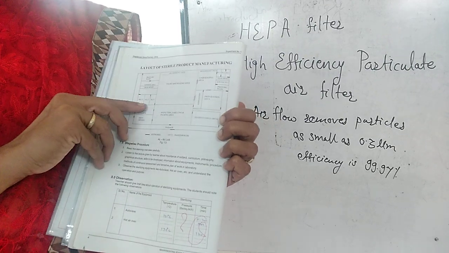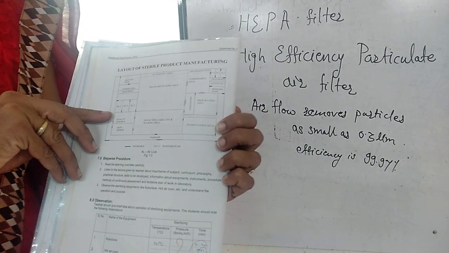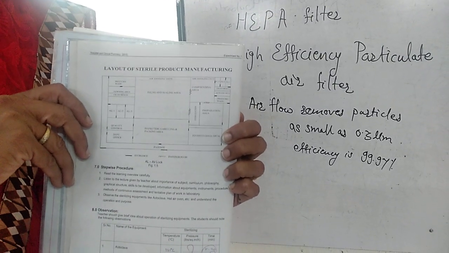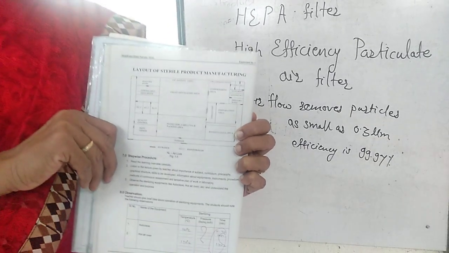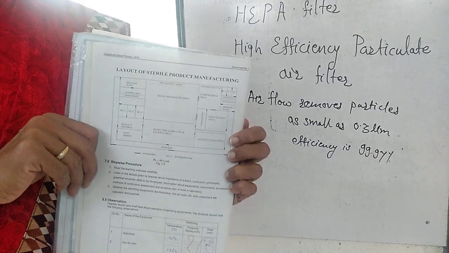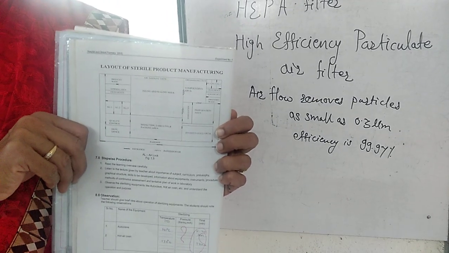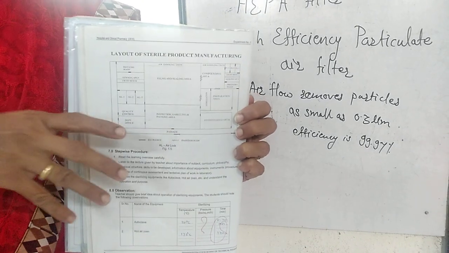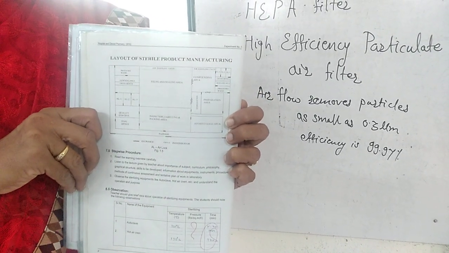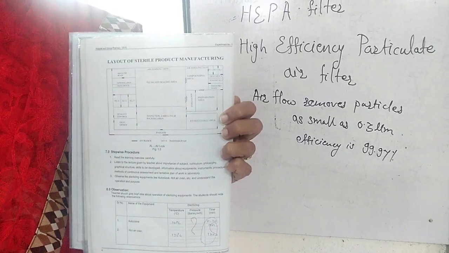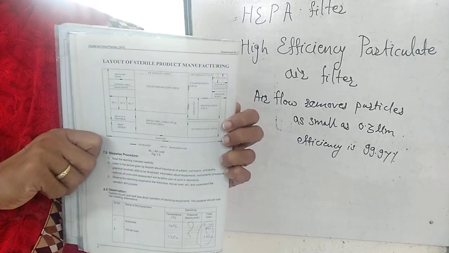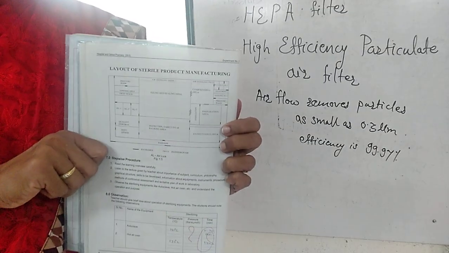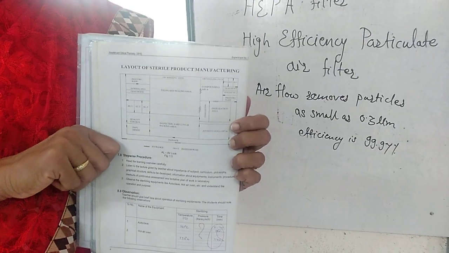So this is the layout of sterile product manufacturing. When you enter the manufacturing area, the human being is the big source of microorganisms. When you are speaking, too many microorganisms move from your mouth, which can disturb the sterility of the air. Many precautions have to be taken when you are entering the sterile preparation area.